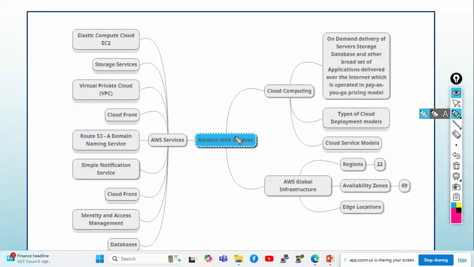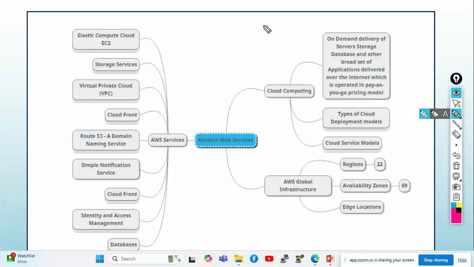So the structure of my training is that we'll start with cloud computing: the definition of cloud computing, what are the types of deployment of cloud computing, and what are the service models of cloud computing. These three boxes are the basics of cloud computing. We see the definition, the deployment models, and the service offerings from the cloud. Then we go to AWS Global Infrastructure, where we study regions, availability zones, and edge locations. One by one, we'll discuss this.